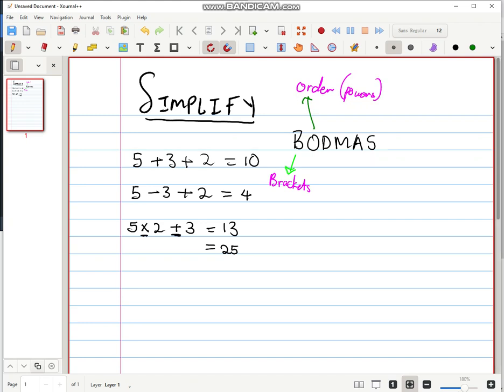Powers are numbers that have something like this, 2 to the power 3, for example. These are your exponents, or powers. That's what the O stands for in this instance. So if you don't have brackets, you look for the powers, then you simplify the powers first. And what comes after powers is the division. This D stands for division.